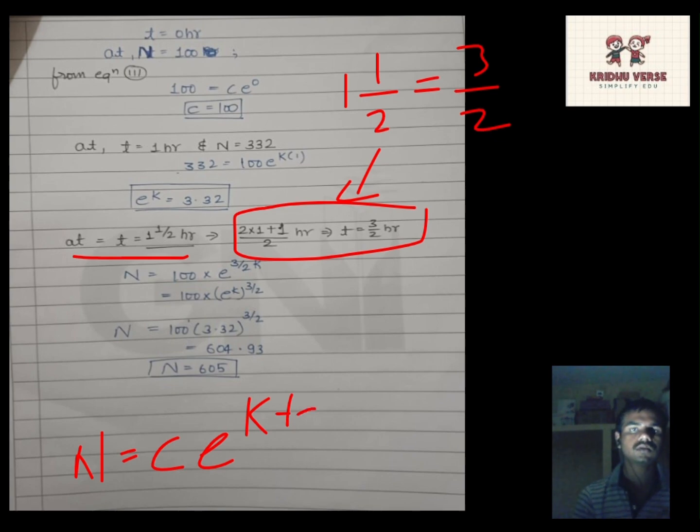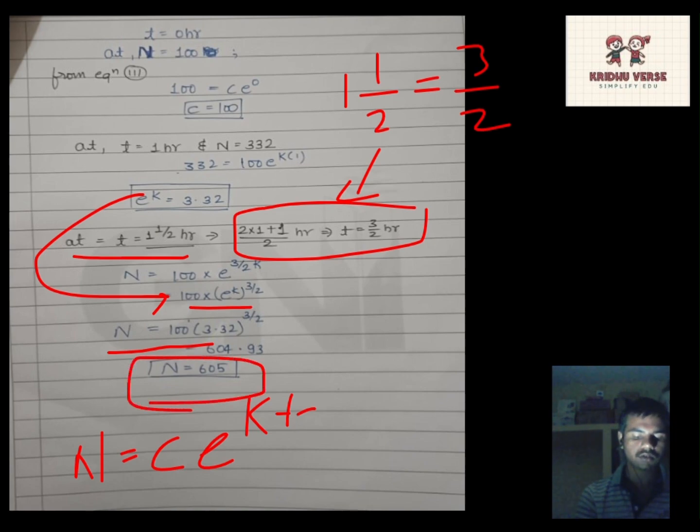So now e power 3 by 2 k we can write as e power k into 3 by 2. This is the basic formula. Now we keep the e power k value here. So n equal to 100 into 3.32 power 3 by 2. In multiplication we get 604.93, so n is approximately 605. You can solve it, and this is the final answer we are getting.